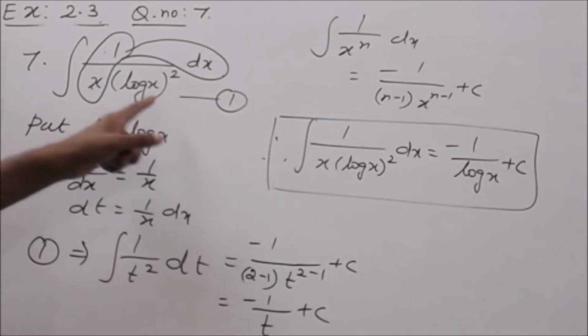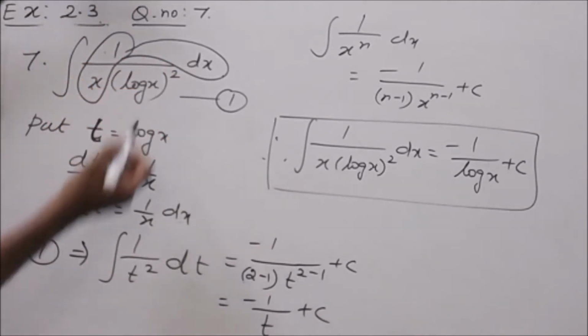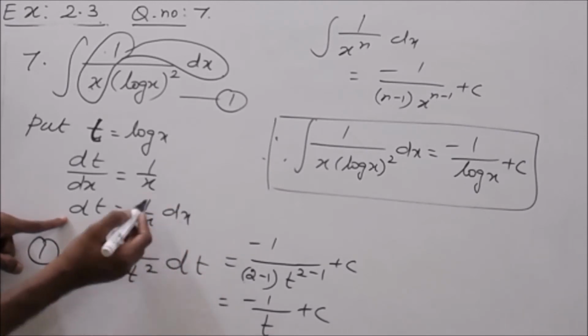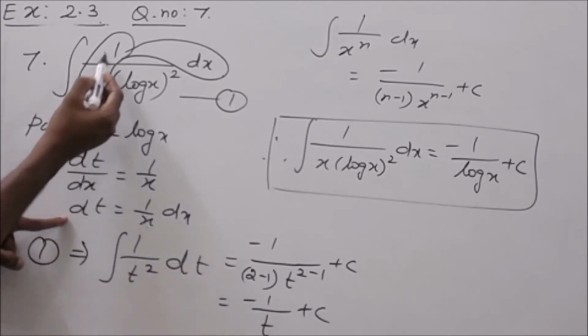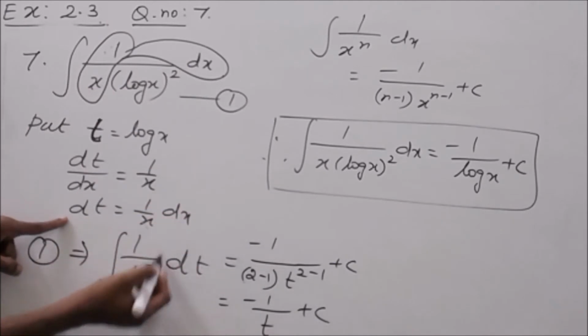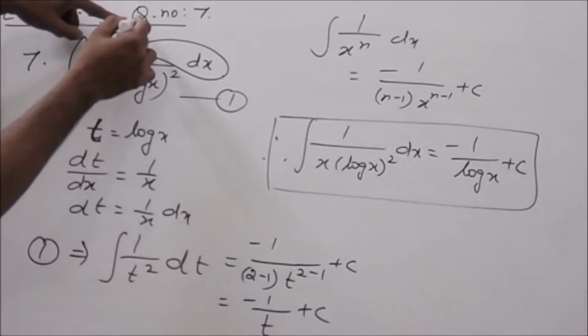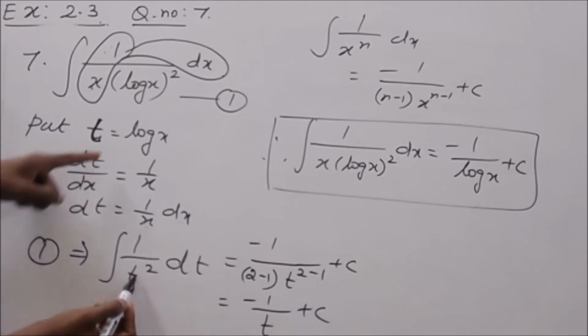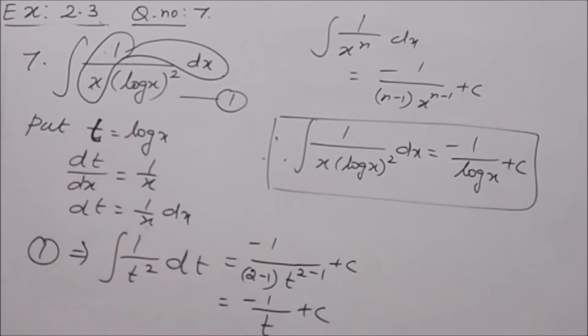Now look at the problem. The 1 by x dx is changed to dt here. In the problem, 1 by x dx is converted to dt. The remaining is 1 divided by log x whole square. So 1 divided by log x is taken as t, so 1 by t square into dt.